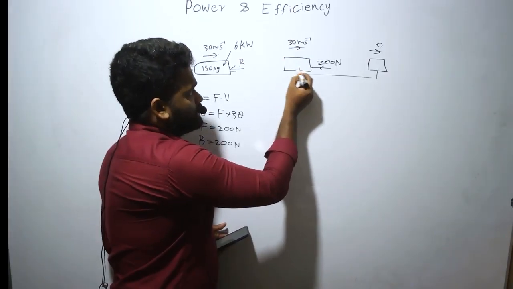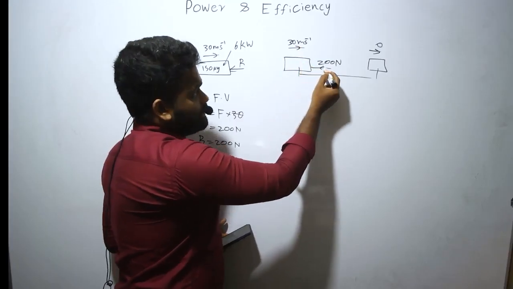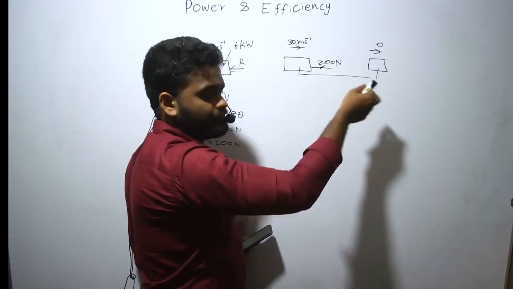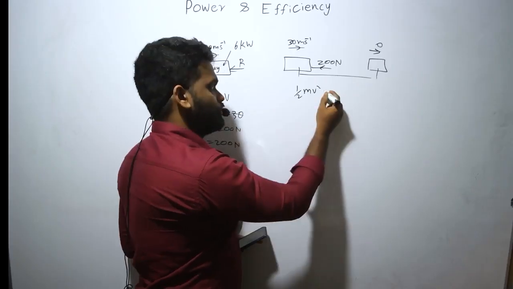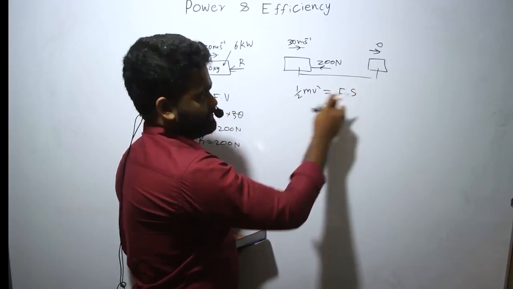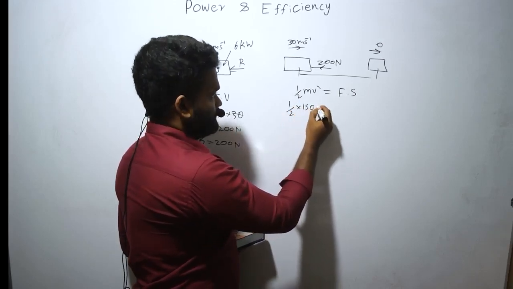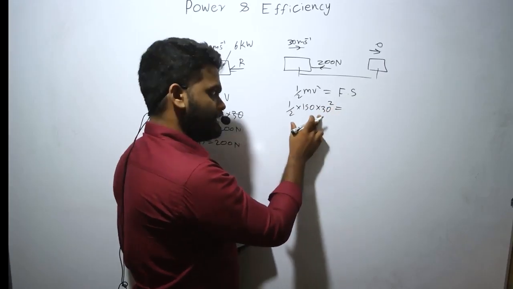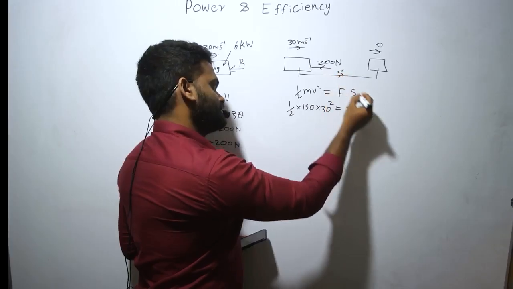Okay, so here the boat has a kinetic energy because of the speed. Then this resistive force eats up the whole kinetic energy. So we can write this as half mv squared, the kinetic energy of the boat, is equal to the work done by the resistive force, that is Fs. Half, mass of the boat is 150, velocity is 30 squared, equals force is 200 and it moves a distance s.